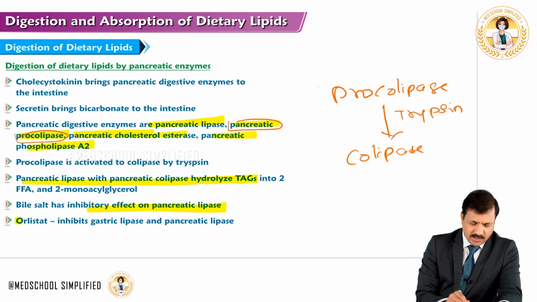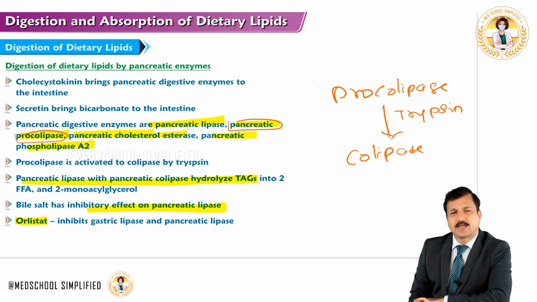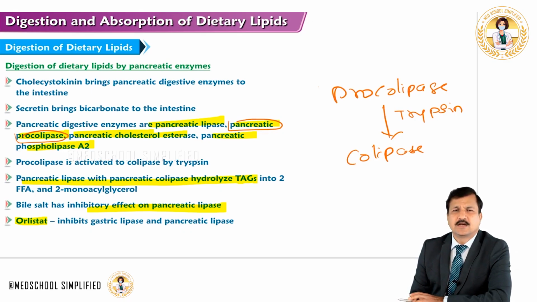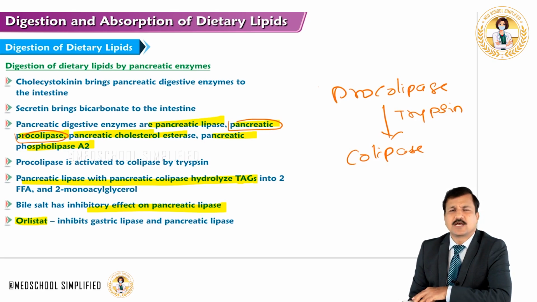Now, there is a drug called orlistat. Orlistat inhibits gastric lipase and pancreatic lipase, thereby decreasing digestion of dietary triacylglycerol. Triacylglycerols are complex molecules that are not absorbed by the intestinal cells. They simply go out in the feces, and thereby triacylglycerol levels in the blood decrease. That's the mechanism of orlistat, which is used as one of the anti-obesity drugs.